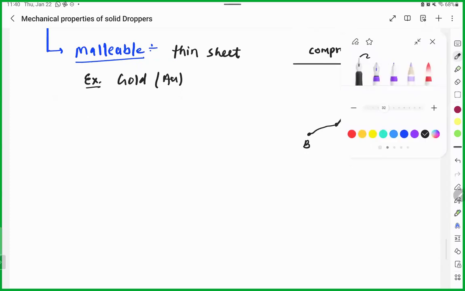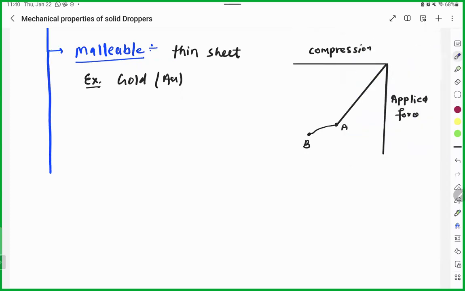This is really important because in malleable you will see a special graph.